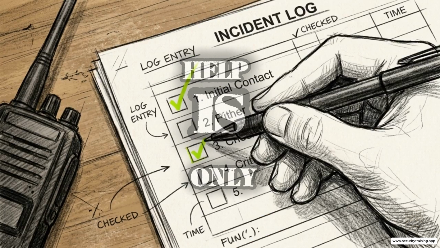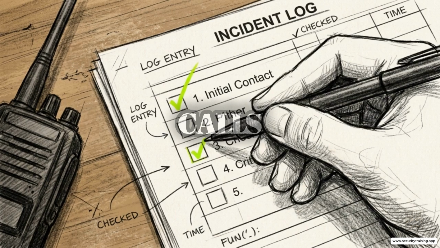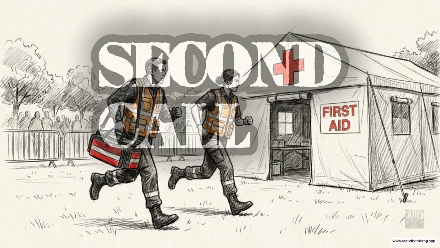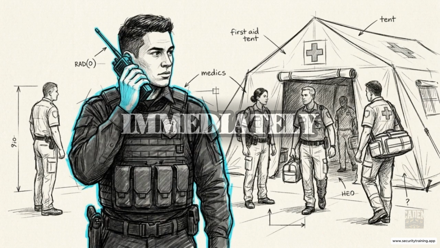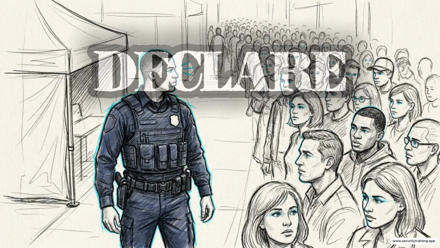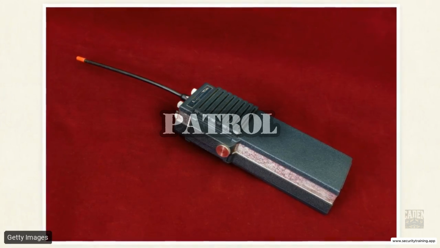Calling for help is only the first step. A complete dispatch cycle has 3 distinct calls, starting with your XYZ resource request. The second call happens the moment your requested resource arrives on scene. You must immediately notify dispatch that they are there. The final call is to declare the scene clear and notify dispatch that your unit is returning to regular patrol.